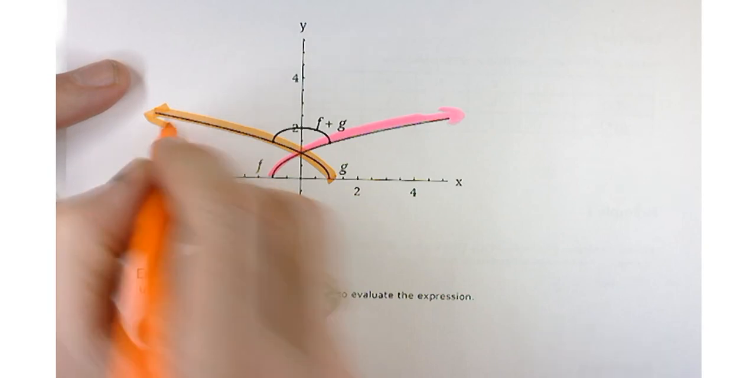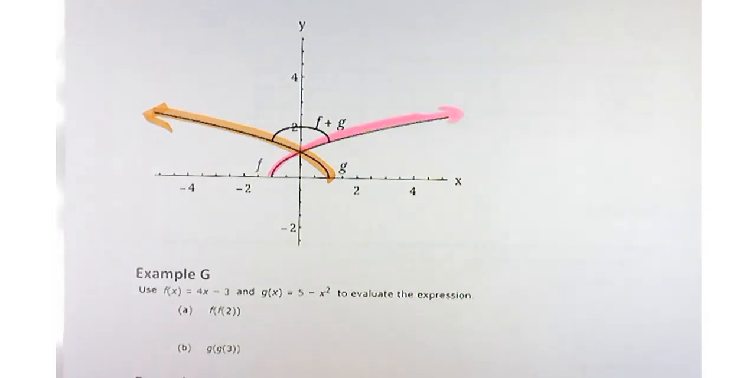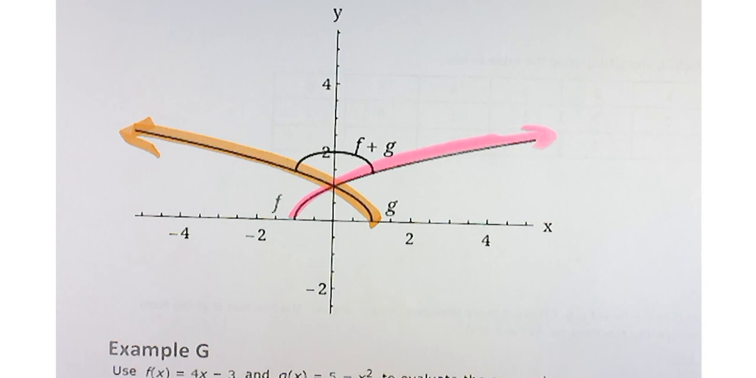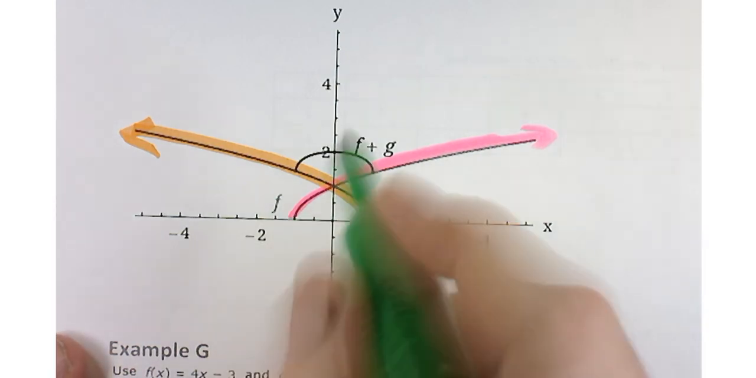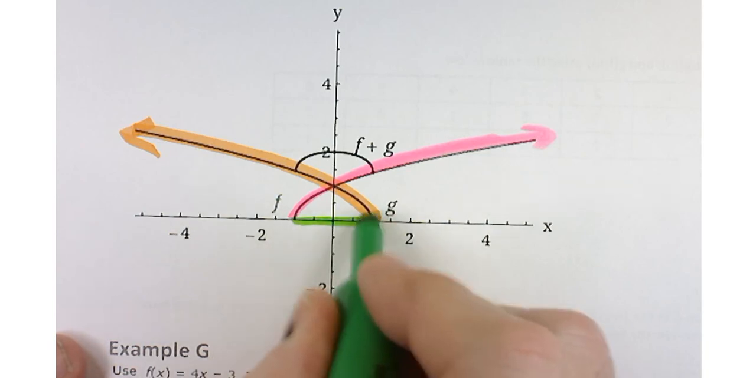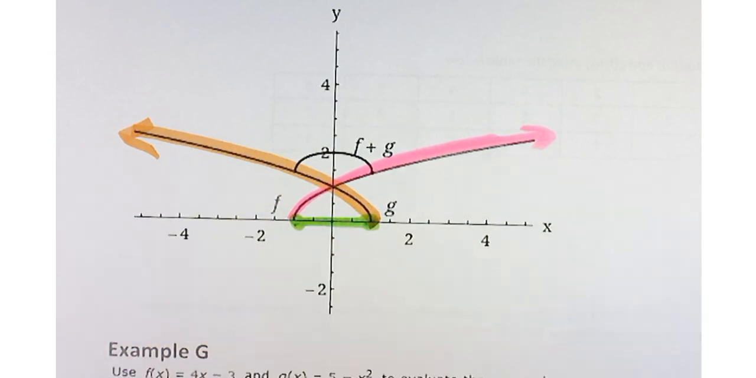Looks like this. But where do they overlap? Where do f of x and g of x overlap? In the middle, right here. From -1 to 1. That's where they overlap, and endpoints here. So that's your domain.